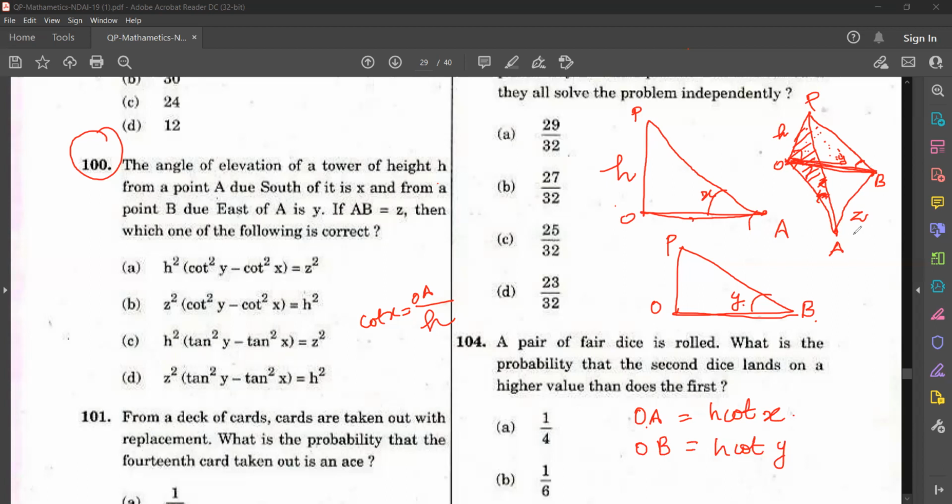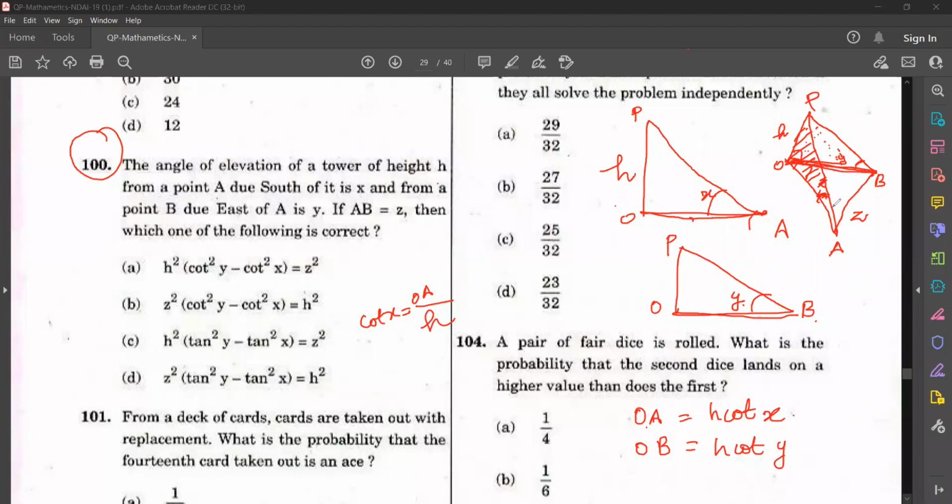isn't it? So here, how can I write? I can write as... so here the 90 degrees will be here, isn't it? The 90 degrees will be here, because B we are marking east of A. Okay. So the right angle will be coming here.